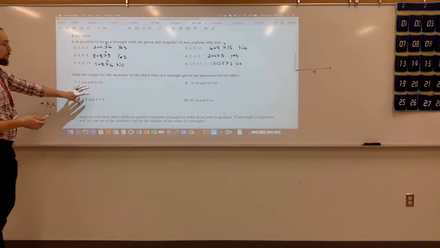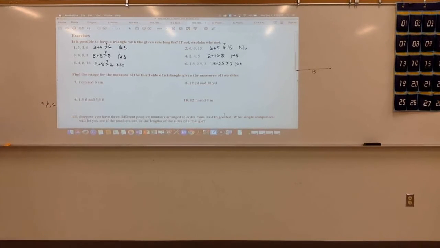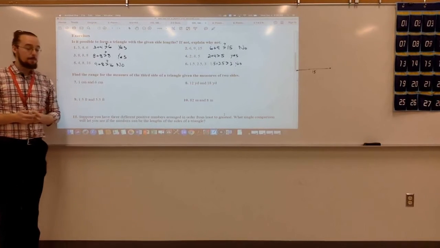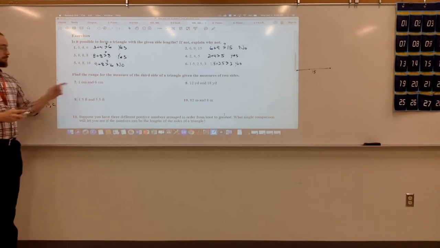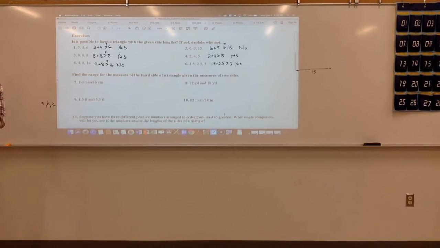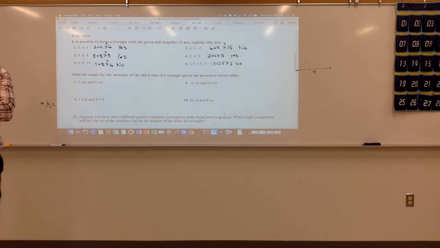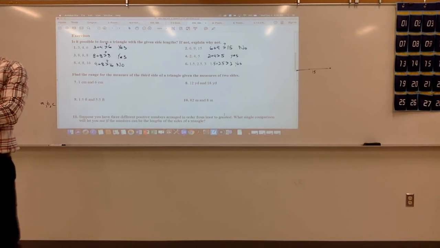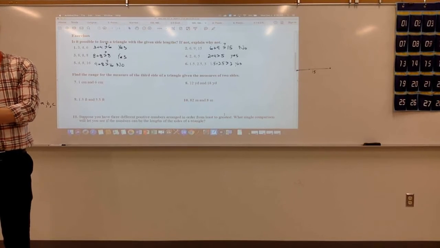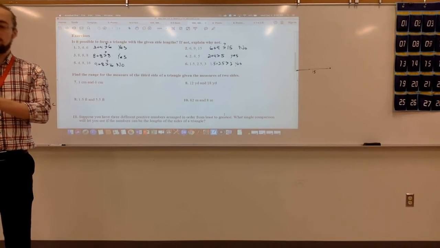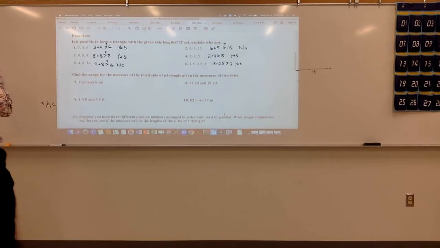The other thing that we can do with this is, given 2 lengths, find the possible range for the third side. So if I've got a length of 1 and a length of 6, we've got sides that are like this. So we want to say, if I make that angle in between them really small, or really big, what's the range that I can make that third side?